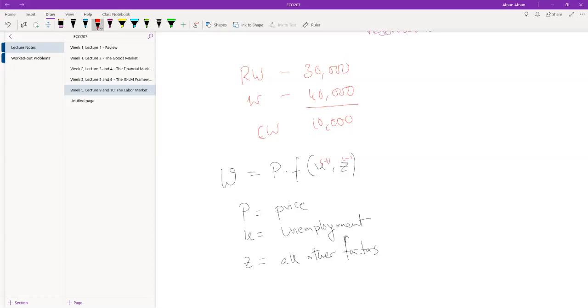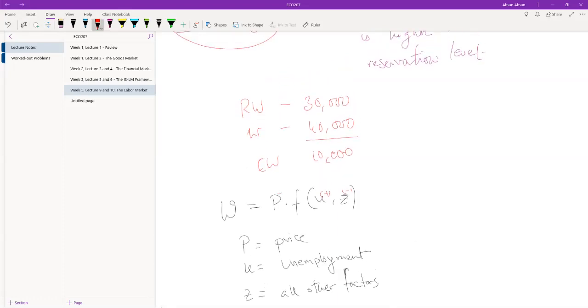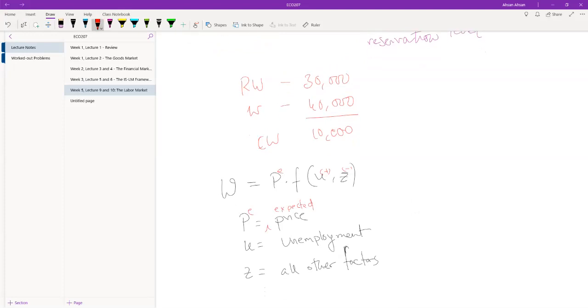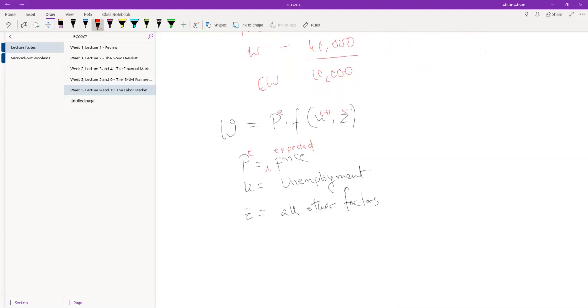So I'm not solely concerned with what the salary, what the price is today. What I'm also concerned with is what the price will be. So I'm going to put an E here. And so PE basically means expected price. Okay. So this is our wage function. Wage equals expected price times a function of unemployment and all other factors.